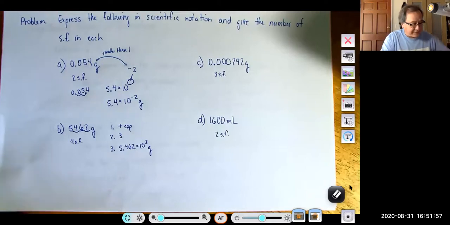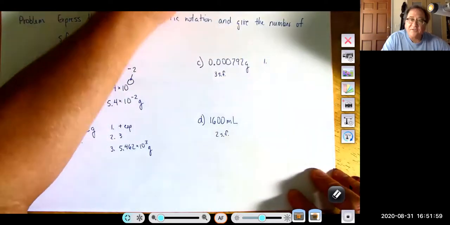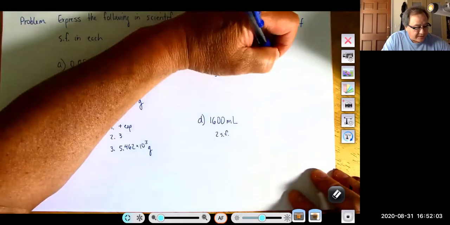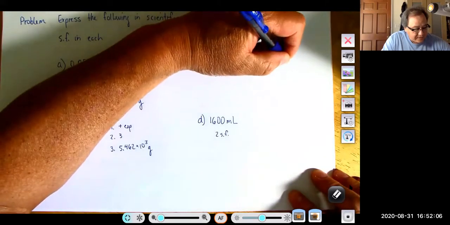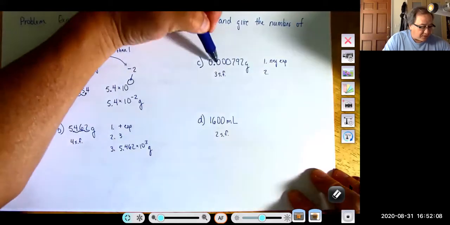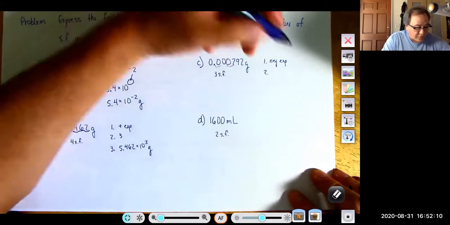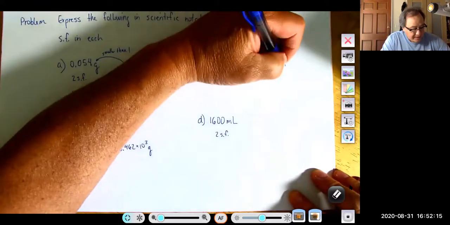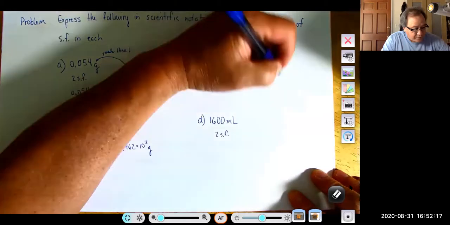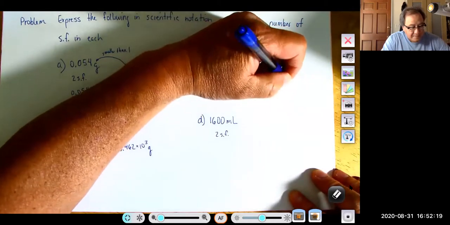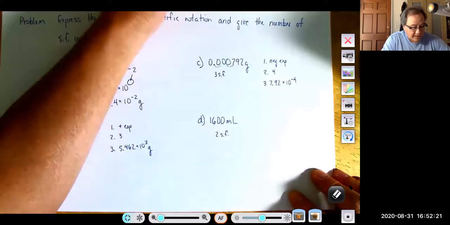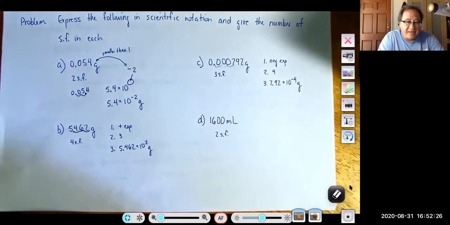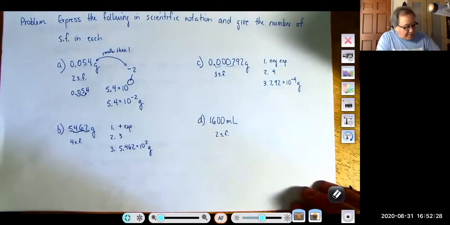Okay, let's take a look at C. Number 1, positive or negative exponent? Negative exponent. Let's move the decimal over 1, 2, 3, 4, 4 times. So that's going to be the exponent. And then we get 7.92 times 10 to the minus 4 grams, because we decided with the very first step that we should have a negative exponent.